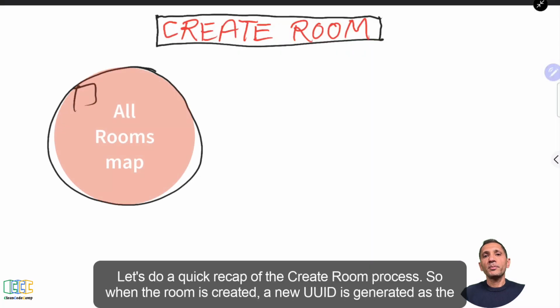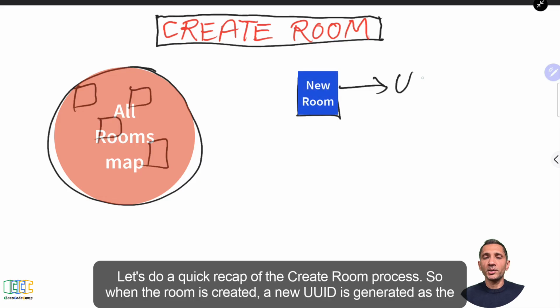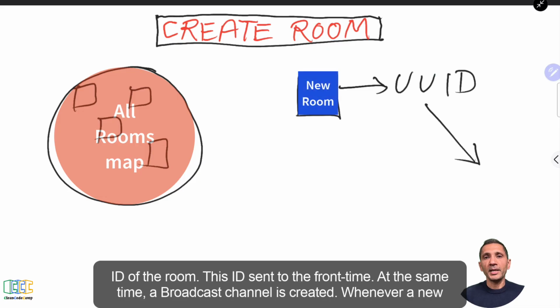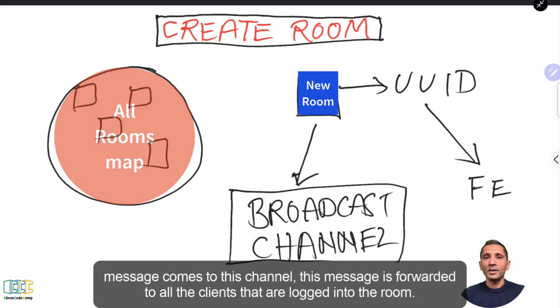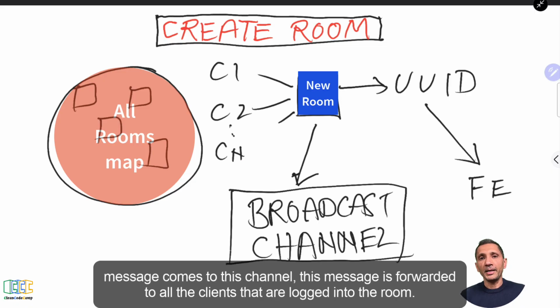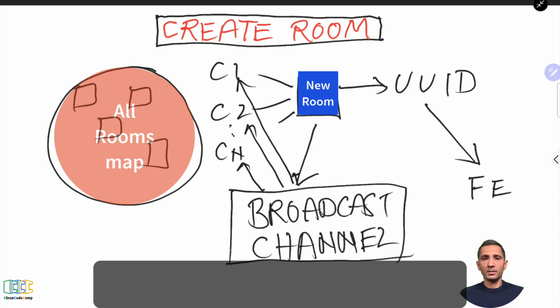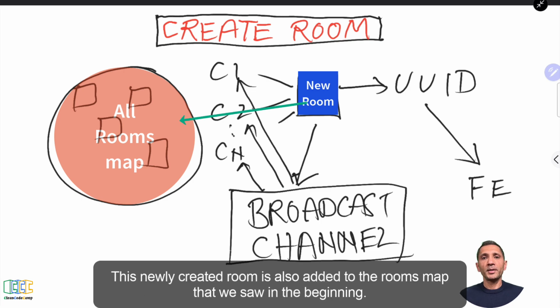Let's do a quick recap of the create room process. So when the room is created, a new UUID is generated as the ID of the room. This ID is sent to the front end. At the same time, a broadcast channel is created. Whenever a new message comes to this channel, this message is forwarded to all the clients that are logged into the room. This newly created room is also added to the rooms map that we saw in the beginning.